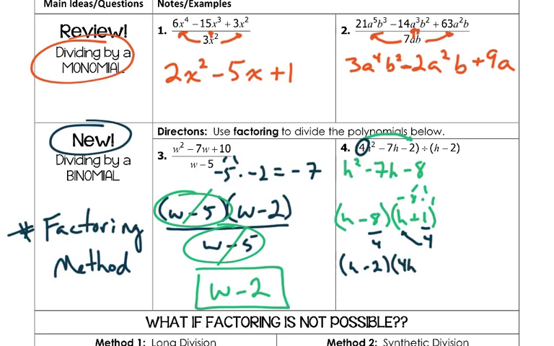and get 4h plus 1. Now, that was the numerator of our division problem up here at the top. So we need to put that all over h minus 2. And do we have any common factors? We sure do, right there and right there. So we are left with 4h plus 1 as our final answer. All right, so that's using factoring.